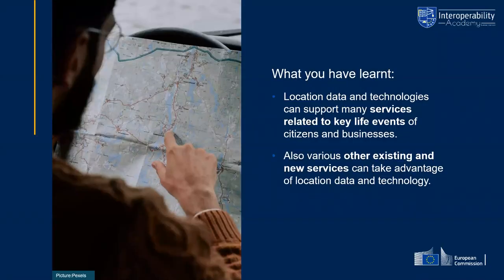And this brings us to our final slide, in which we would like to summarize the key conclusions or the key messages of this first chapter. Chapter where we first showed how location data and technologies can support many services. First, services related to the key life events of citizens and businesses, but also other existing and new services in other domains, which can strongly take advantage of location data and location technology.